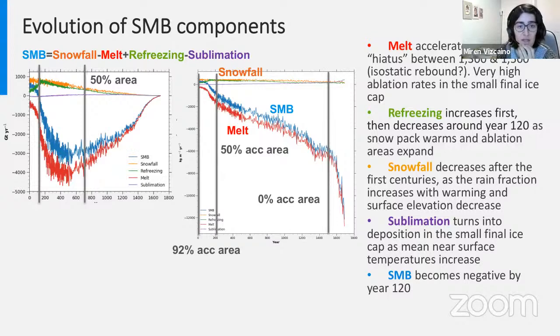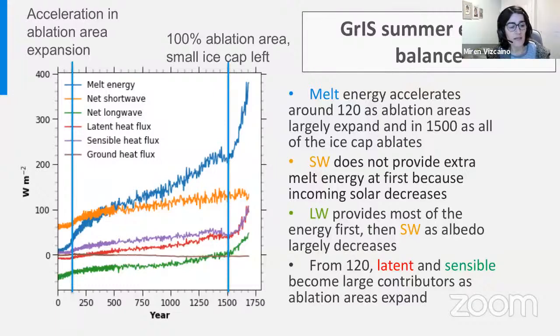And refreezing is increasing at the beginning up to year 120, 140, and then decreases. This is because of the warming, so that the refreezing capacity is compromised, and the ablation areas are expanding a lot. Regarding energy, at first, most of the energy is supplied by increased long wave radiation, but then the albedo feedback kicks in, and short wave becomes the main contributor to the melt energy, and the turbulent fluxes are also increasing very much during the simulation.